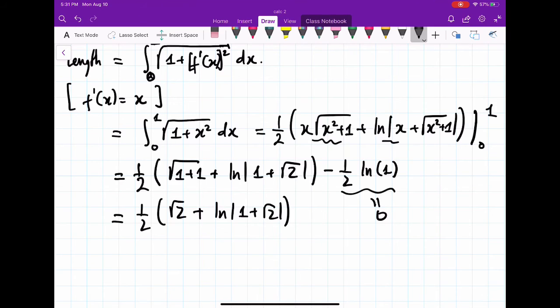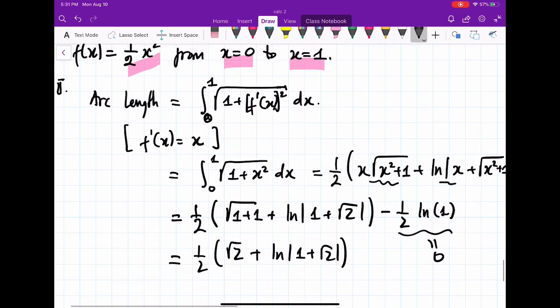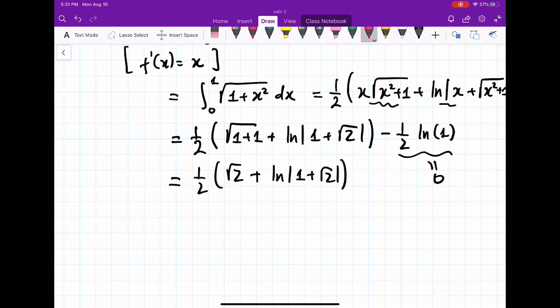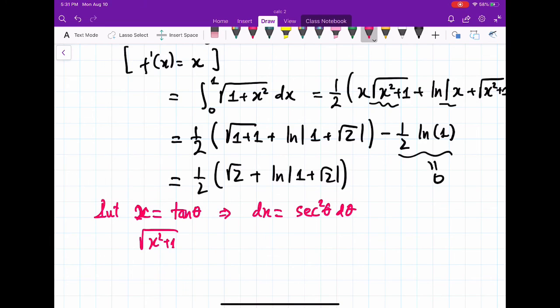Okay, now if we don't use the formula, how can we do this? If we don't use the formula, we need to do trig substitution. I put x equal to tangent of theta. A in this case is just 1, right? So if I do this, I now have dx is secant squared theta d theta, and square root of x squared plus 1 is secant of theta.